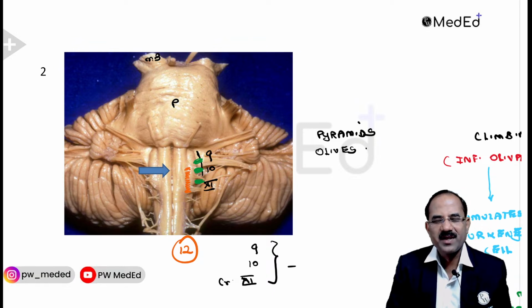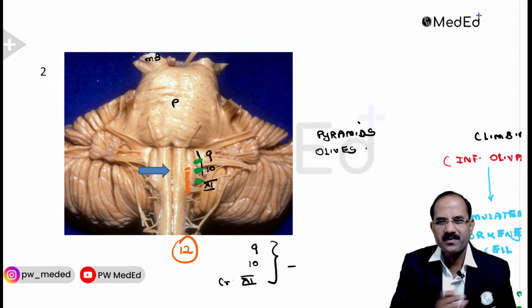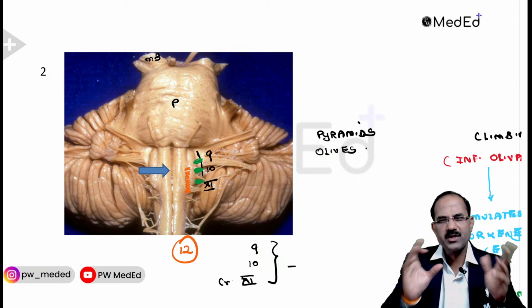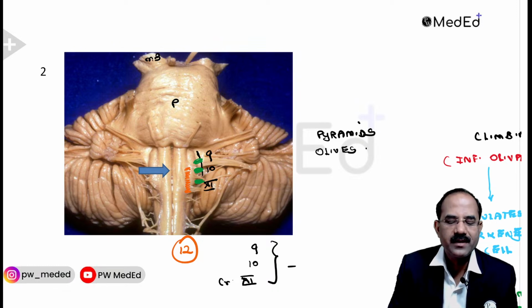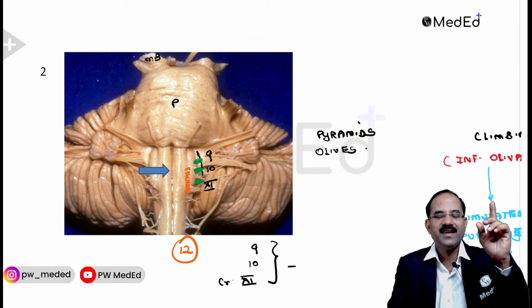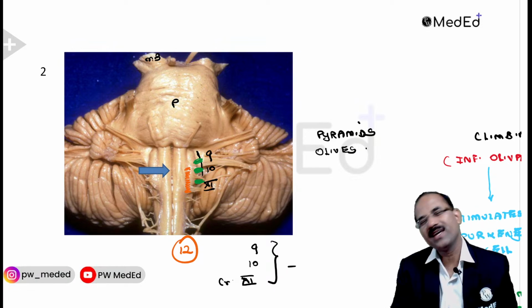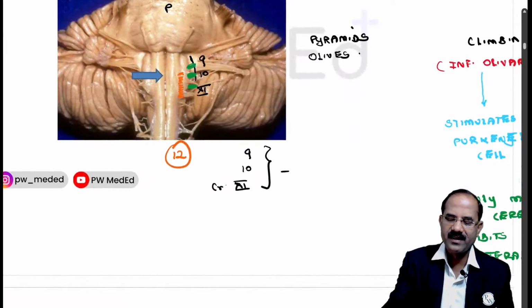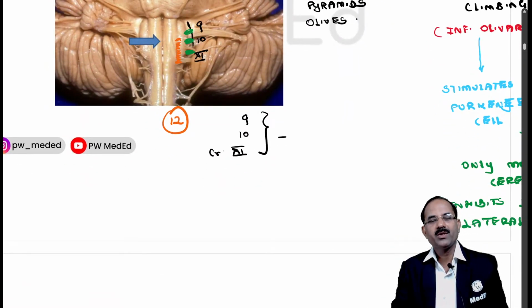Any guesses? Come on, be quick. This is just a quick revision, and many things get cleared. A common nucleus for the 9th, 10th, and the cranial accessory is not NTS. It's not NTS. Anyone else? Can anyone else guess? You make mistakes, that's okay. I'm here to correct you.